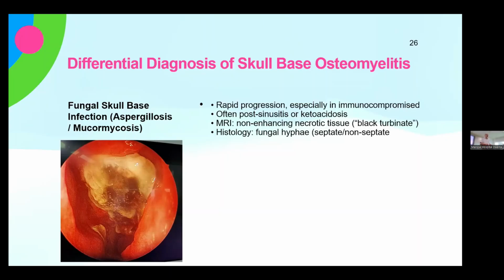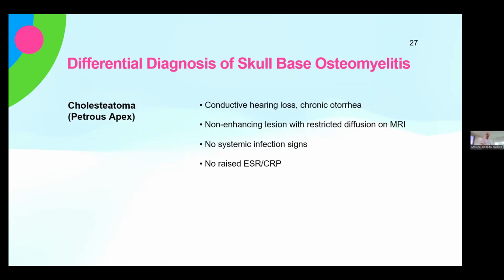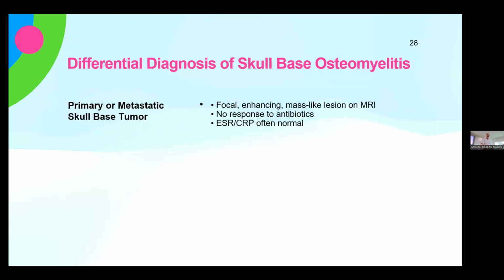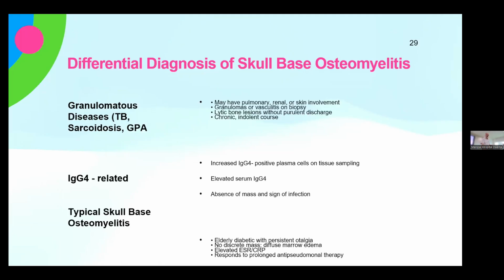If you don't get a tissue, I don't think it's a crime to put them on antifungals. If you are suspecting this sort of thing, voriconazole, or if it is on the mucor side, a more acute presentation, posaconazole. Empirically, you can start them, they are fairly safe drugs. Then petrosal cholesteatoma, again, is a possible differential, and primary or metastatic skull base tumor. Then this spectrum of disease is also important.